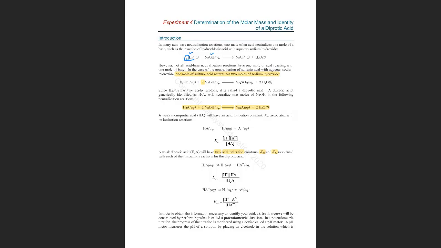But in today's experiment, we will have 2 acidic protons. Here is an example of sulfuric acid. Sulfuric acid has 2 acidic protons, which means that 1 mole of sulfuric acid reacts with 2 moles of sodium hydroxide. And in general, because we don't know the identity of the unknown, we can write our unknown as H2A, our unknown diprotic acid. And because it's a diprotic acid, you know at this point that it will have 2 ionization constants, Ka1 and Ka2.